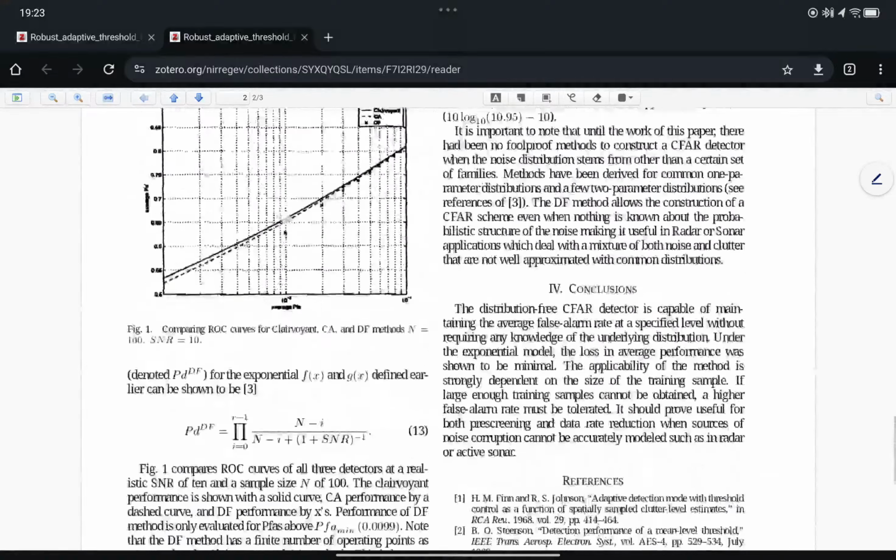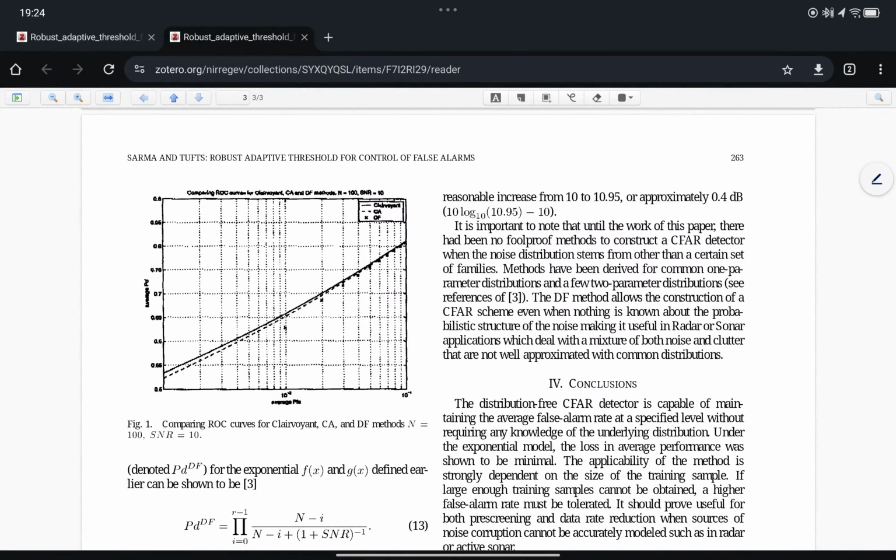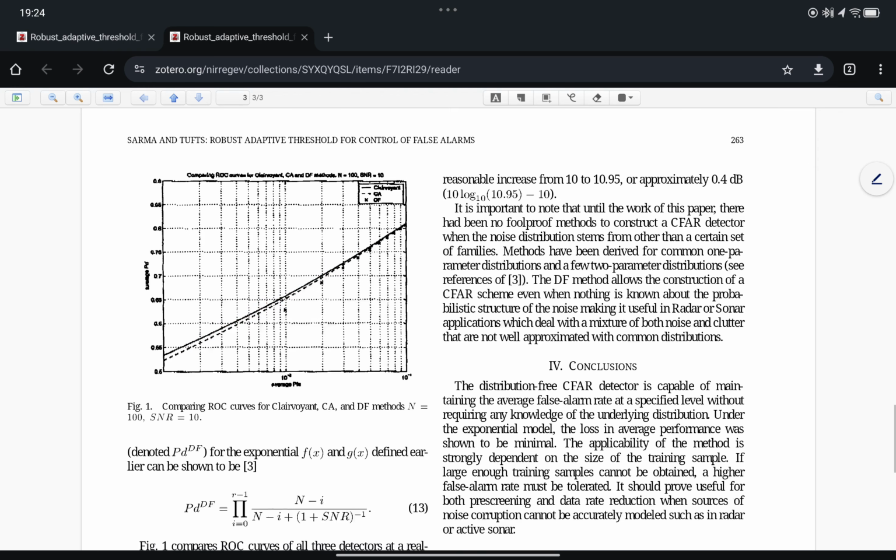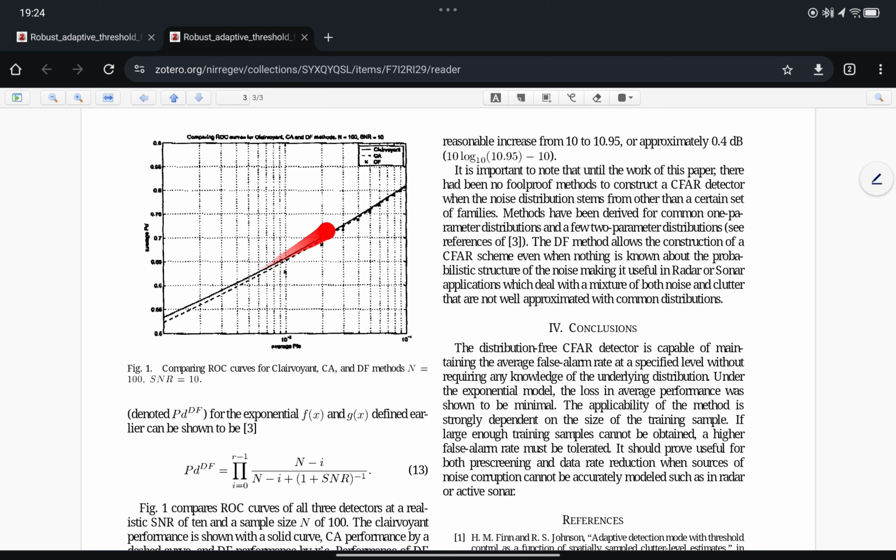These are the results for an exponentially distributed noise plus signal, Swerling 1, I think. You see these three lines, clairvoyant, CA, the cell averaging detector, and the distribution-free detector, almost coincide, which means that they have almost the same performance.